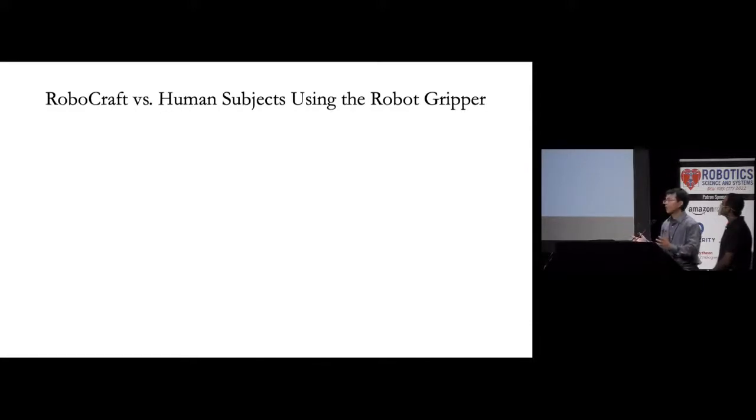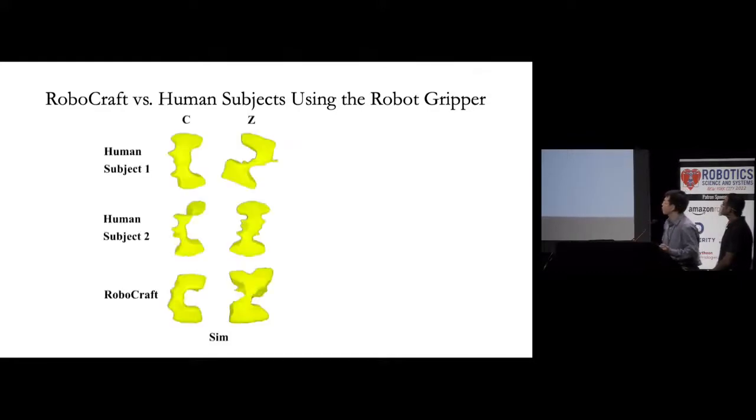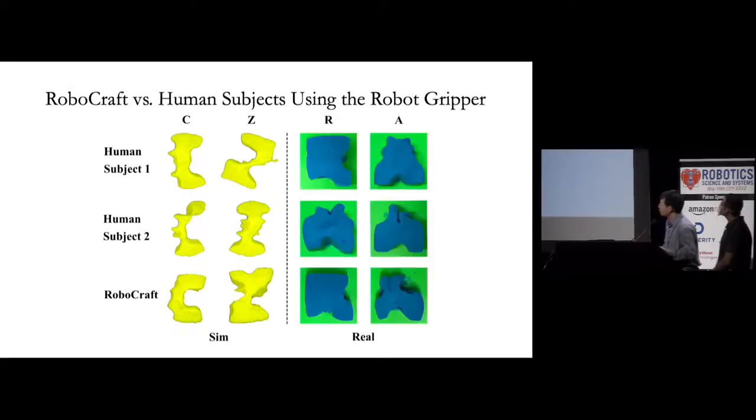To demonstrate the difficulties of the task we are solving, we invite human subjects to complete the task with the same robot gripper. We show the results of them shaping C and Z in a simulator, and also their results of shaping R and A in the real world. Empirical evidence suggests that the proposed tasks are hard for both manipulation algorithms and human subjects. But RoboCraft is able to achieve comparable or better performance than humans when humans attempt to solve the task with the same robot gripper.